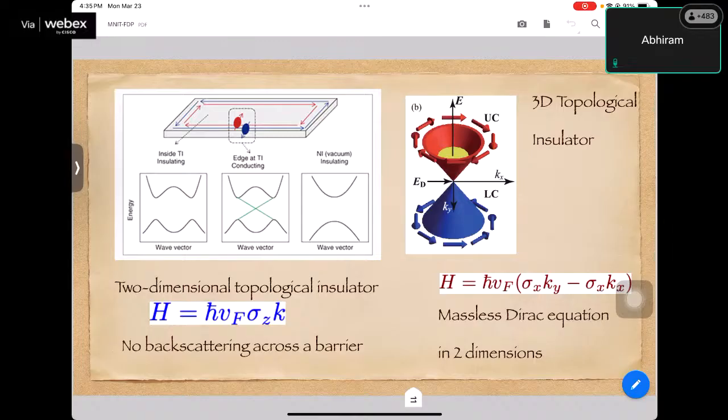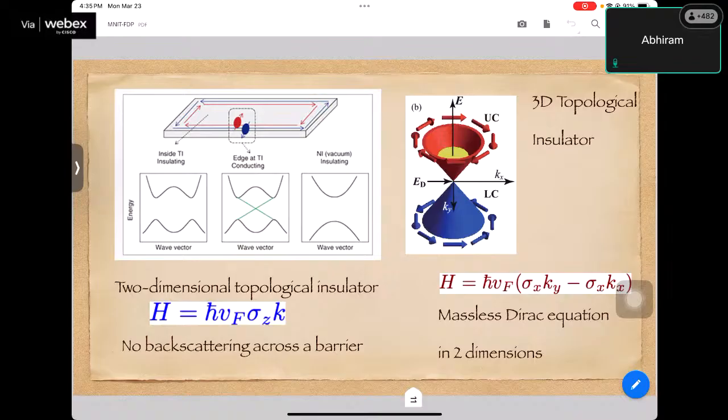In a 3D topological insulator, you have a 3-dimensional bulk and a 2-dimensional surface. The three-dimensional bulk is an insulator, and the two-dimensional surface that you have is a metal. And this is the dispersion, the one that you see here on the right. Basically, there is spin momentum locking there also.